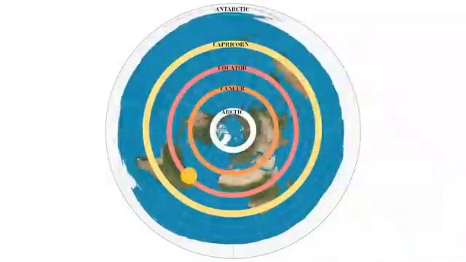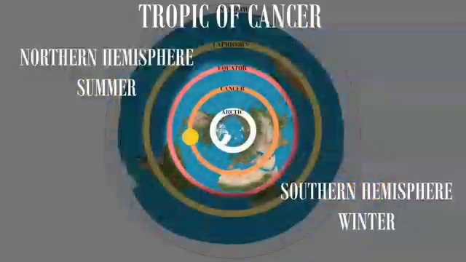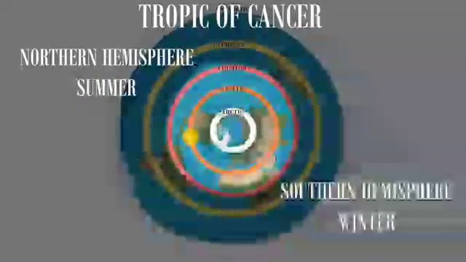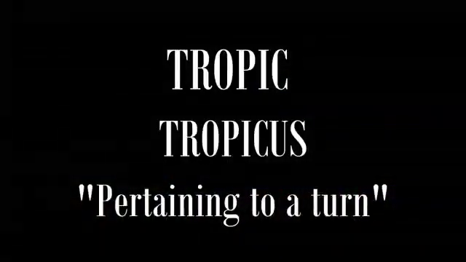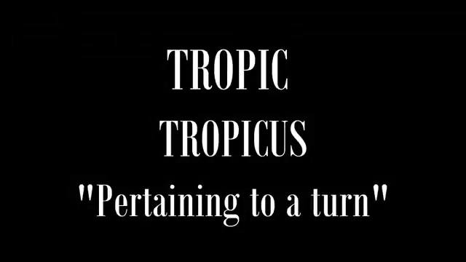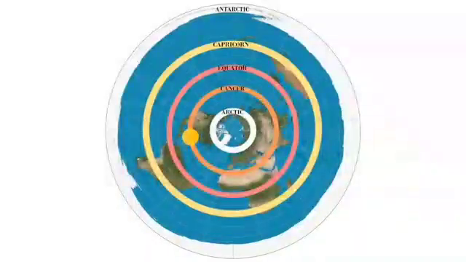of Cancer. When the sun is in this position, the northern hemisphere experiences summer and the southern hemisphere experiences winter, after which the sun turns and begins making its way back to the equator. The word tropic stems from the Latin word tropicus, which means pertaining to a turn. The sun journeys back, taking the same concentric spiral path, and reaches the equator again.